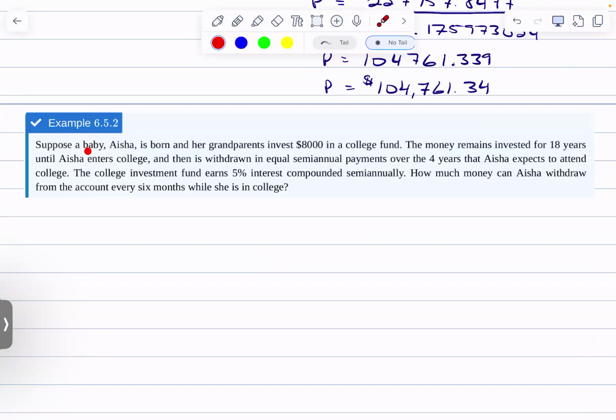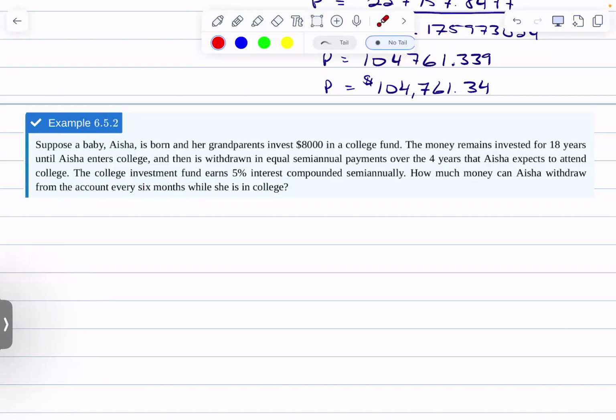I like that they have to give her a name. Suppose a baby, Aisha, is born and her grandparents invest $8,000 in a college fund. Nice, right? The money remains invested for 18 years until Aisha enters college, and then is withdrawn in equal semi-annual payments over the 4 years that Aisha expects to attend college. Should probably make that 5, but that's okay. The college investment fund earns 5% interest compounded semi-annually. How much money can Aisha withdraw from the account every 6 months while she's in college?